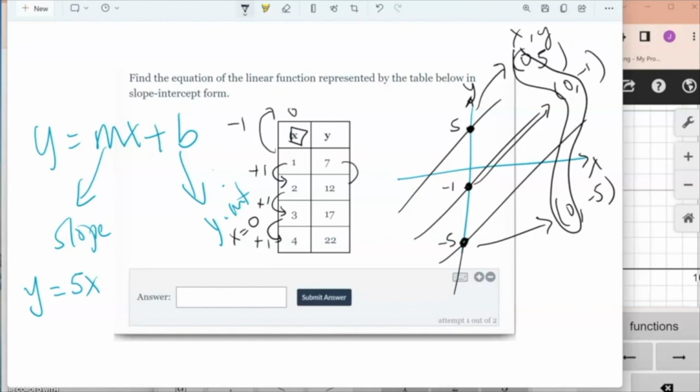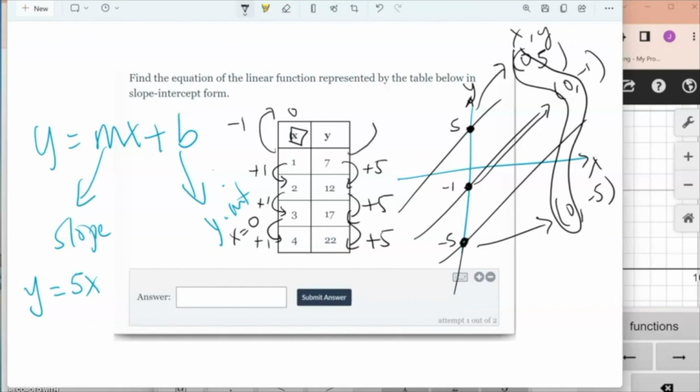So each time, what am I doing here? To get from 7 to 12, I am adding 5. From 12 to 17, I am adding 5. Right? I'm adding 5 each time, right? So if I want to go backwards, I'm going to subtract 5.